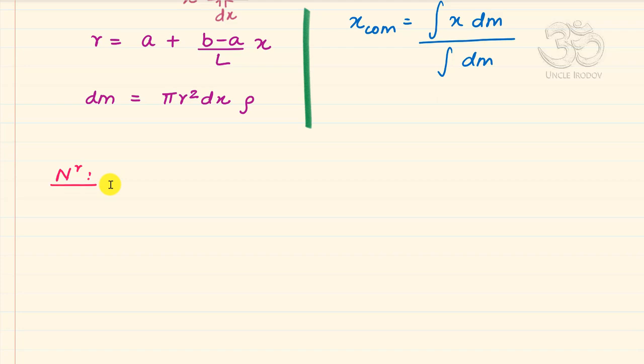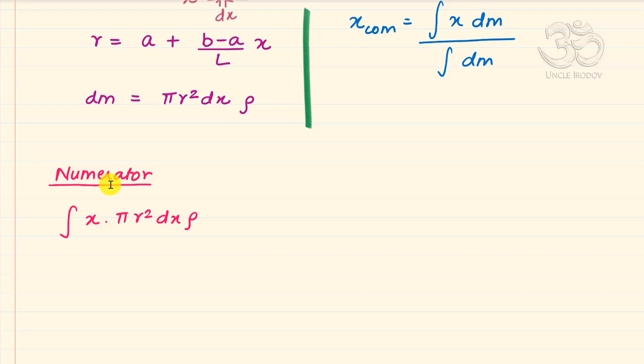The numerator, okay, it's not n power r. There is a case, I was doing this last year and some student was like, sir, what is that n power r? So this is numerator, people. Numerator will be integral of x times dm, which is pi r square dx into rho.